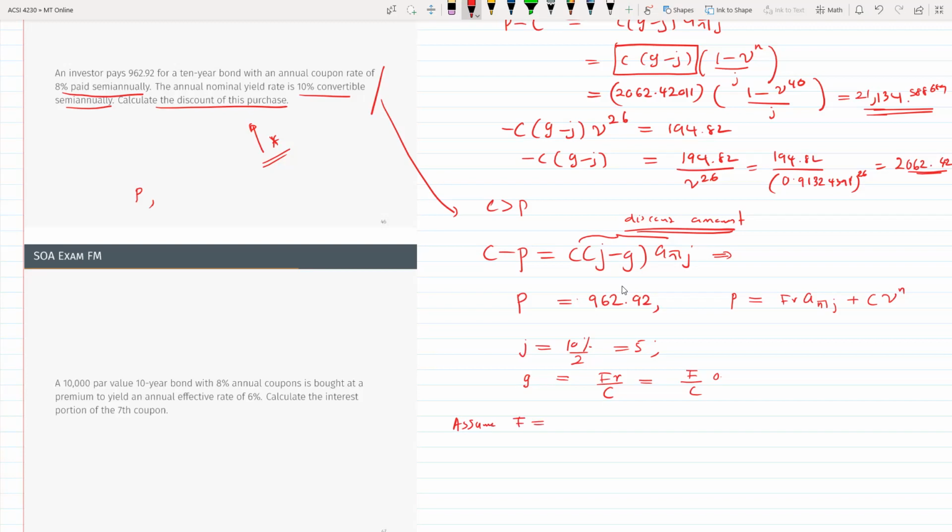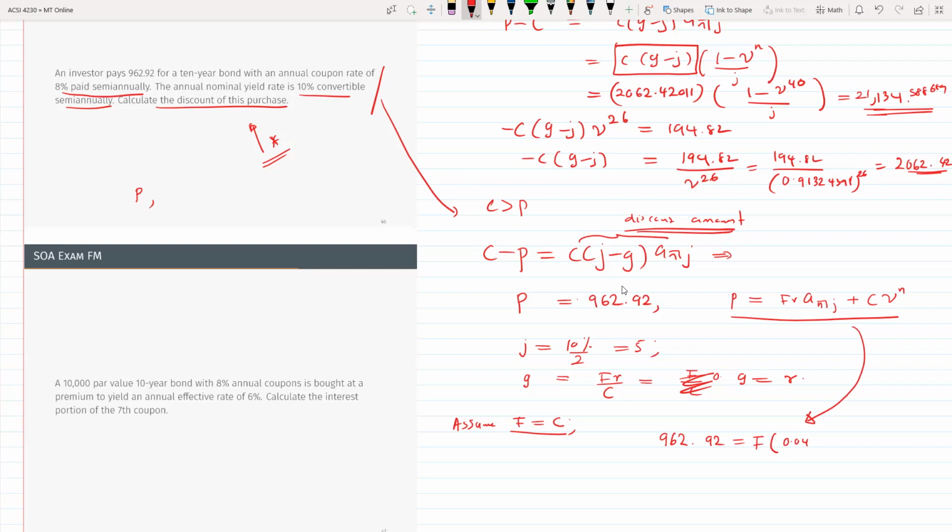Assume F equals C. Okay. So if F equals C, then G becomes R. In that case, I can solve for F using this formula. So the price is $962.92. The face value F is there, but then the coupon rate is going to be 4%.